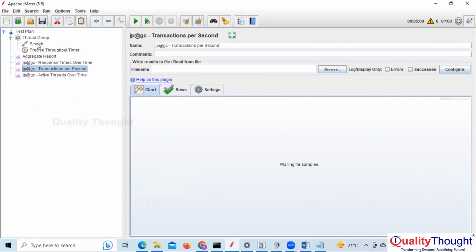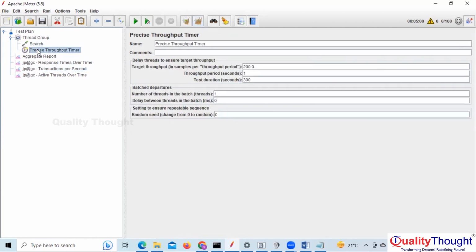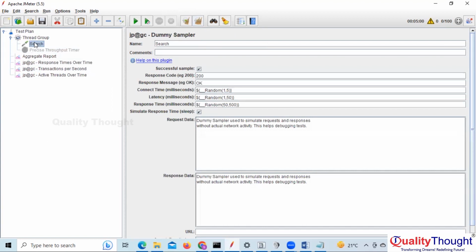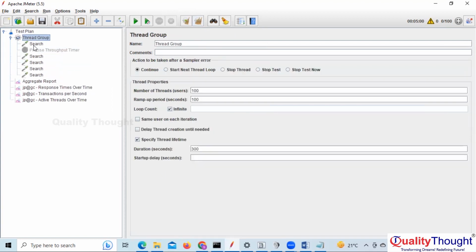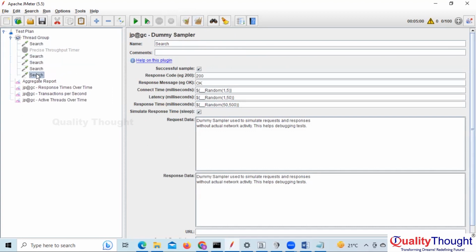Fine. Okay. So now just disabling this. Think that you have multiple transactions like this, right? Launch, login, fund transfer, bill payment, and log off.